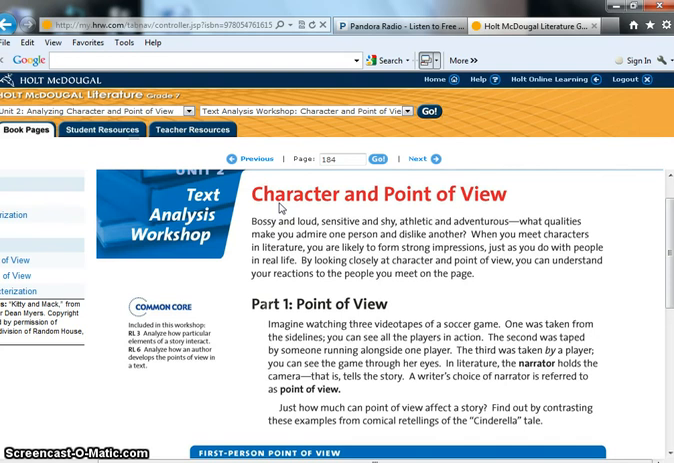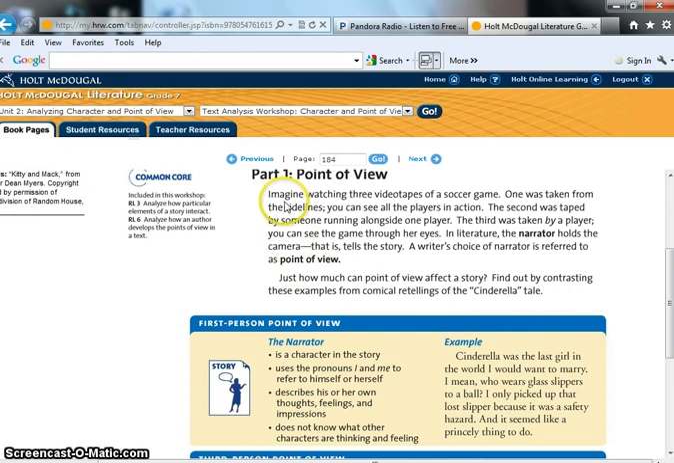Bossy and loud, sensitive and shy, athletic and adventurous. What qualities make you admire one person and dislike another? When you meet characters in literature, you are likely to form strong impressions, just as you do with people in real life. By looking closely at character and point of view, you can understand your reactions to the people you meet. Part 1. Imagine watching 3 videotapes of a soccer game.